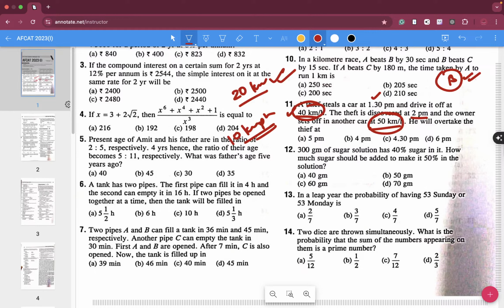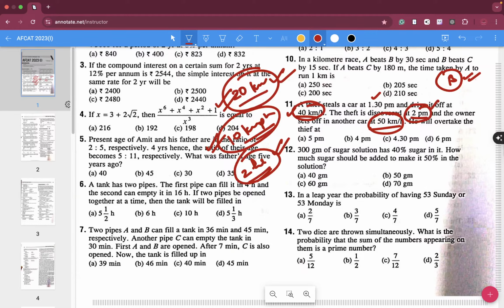20 kilometers of cover needs to be done, which will be done in how many hours? Distance by speed. Distance is 20, this is what we have to cover. Relative distance and relative speed is 10. Don't put your mind in silos, relative and all that. Apply your logical mind. So basically the thief will be chased down in 2 hours.